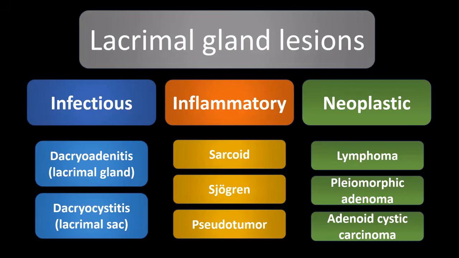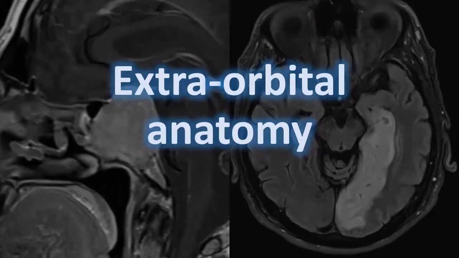This list is not complete, but I believe as a general radiologist, there's no point in remembering lists of 10 or 20 differential diagnoses. I think it's most important to have an idea of the most common types of pathology, and I believe this slide covers those. So this was a very short presentation, and we're almost through with our series on imaging of the eye, orbit, and visual system. The final presentation will involve extra-orbital anatomy and pathology.